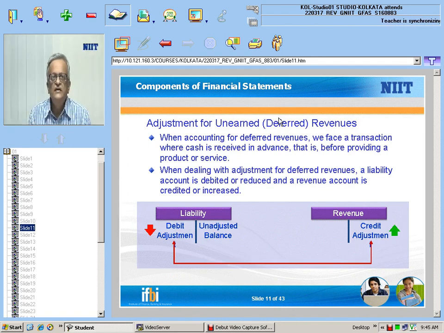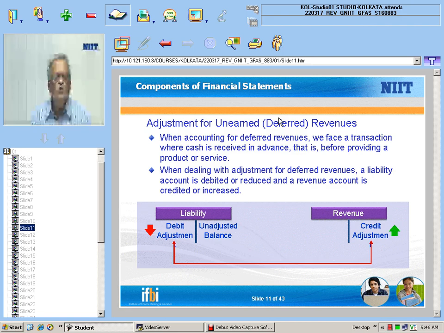Next, adjustment for unearned deferred revenue. When accounting for deferred revenue, we face a transaction where cash is received in advance. That is, before providing a product or service. When dealing with adjustment for deferred revenue, a liability account is debited or reduced and a revenue account is credited or increased.